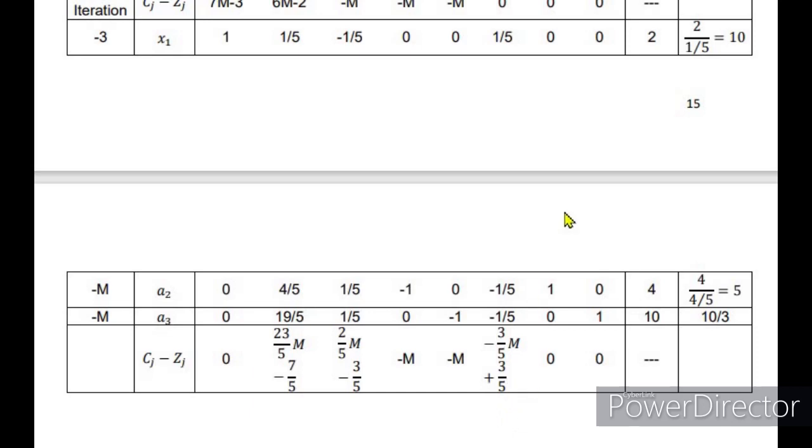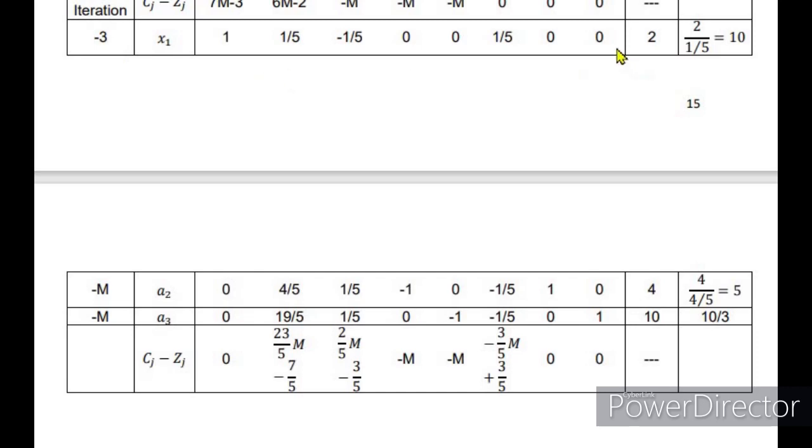Okay, so next, for the column of a sub 2, negative 3 multiplied by 0 is 0. Negative m multiplied by 1 is negative m. Next, negative m and 0 is 0. So we will subtract the negative m from the numerical coefficient here, which is negative m. So negative m minus negative m is equal to 0.